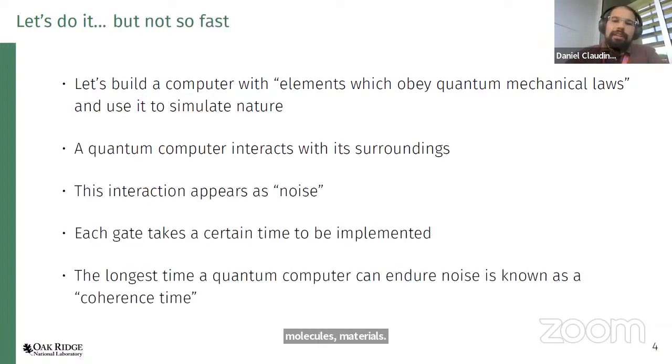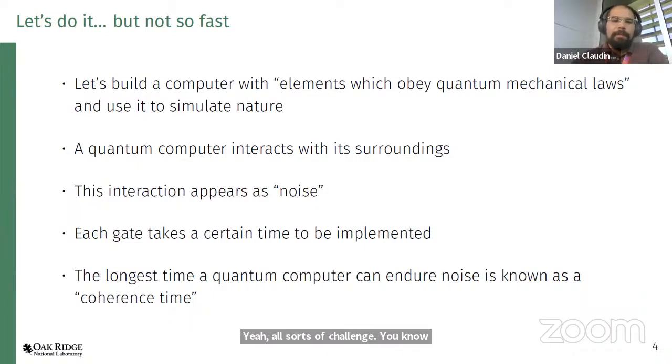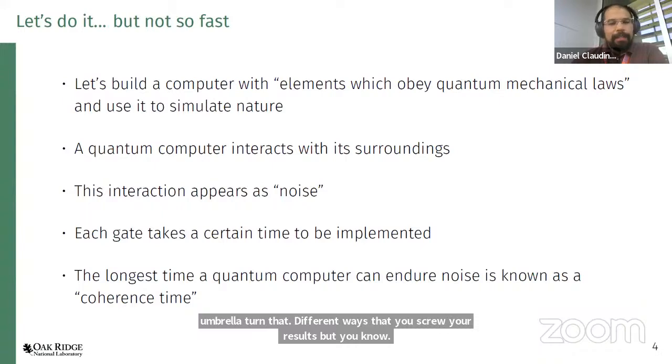And if people are aware of where we stand on the state of the art of quantum hardware, we know that we have all sorts of challenges. The quantum computer is not isolated from the rest of the universe. That means that the surrounding environment can impart what we call noise. This is just an umbrella term that involves all sorts of different ways that skew your results, and always in a bad way.